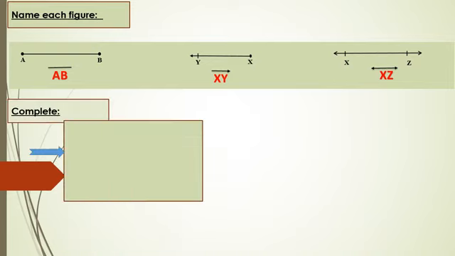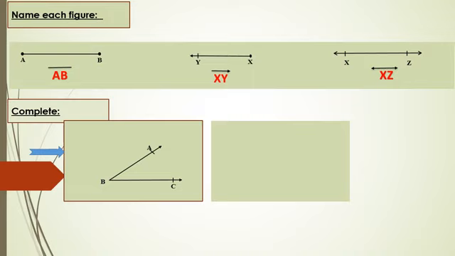Complete. This angle ABC, we want to know some things about this angle. We want to know the name of this angle. There are three ways to read this angle. The first way, angle ABC. The second way, angle CBA. And the third way, angle B. We have three ways to read this angle: angle ABC or angle CBA or angle B.